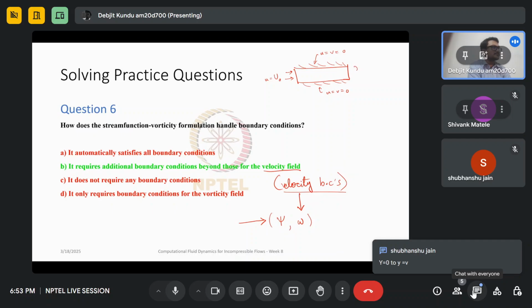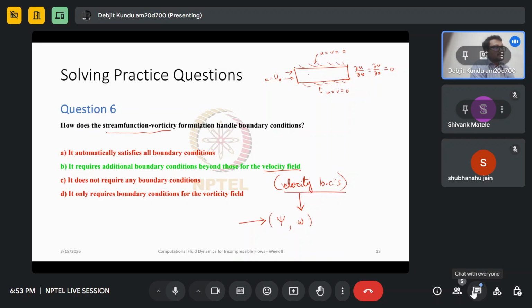So in outflow, basically, I say that dou U dou X equals dou V dou X. So nothing is changing in the X direction. Now, if I'm trying to use stream function vorticity formulation, knowing these U's is not enough. I have to find out what the stream function and vorticity boundary conditions are as well. So let's take one example.